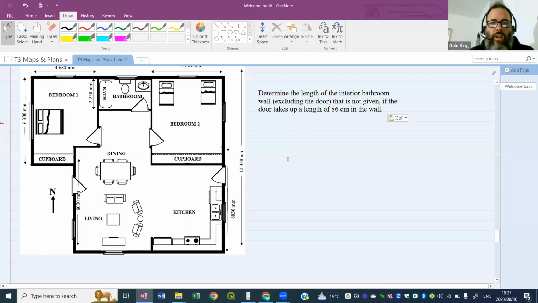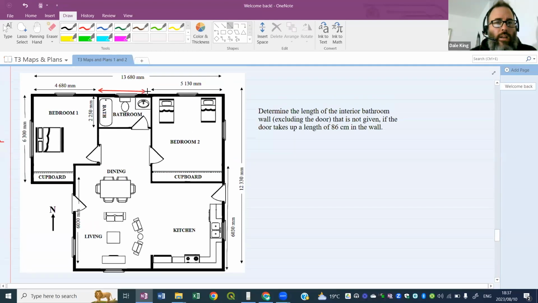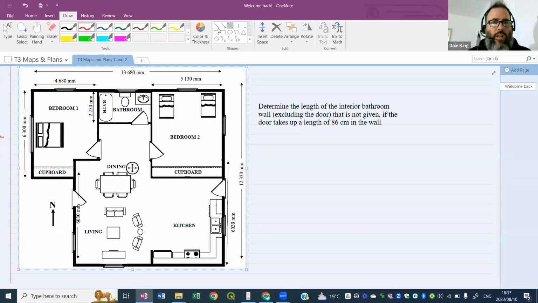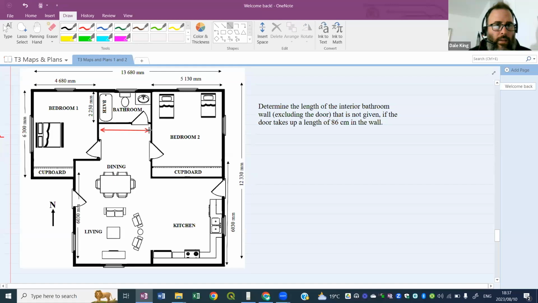Determine the length of the interior bathroom wall. Where is that? All right, interior bathroom wall. This one that's marked in red is the exterior. So the interior one is this one here, on the inside. Determine that length, excluding the door. They don't want the door. If the door takes up a length of 86, so this door that I'm pointing an arrow to is 86 centimeters. What is the length of the bathroom wall without the door? And I want this in centimeters, please.